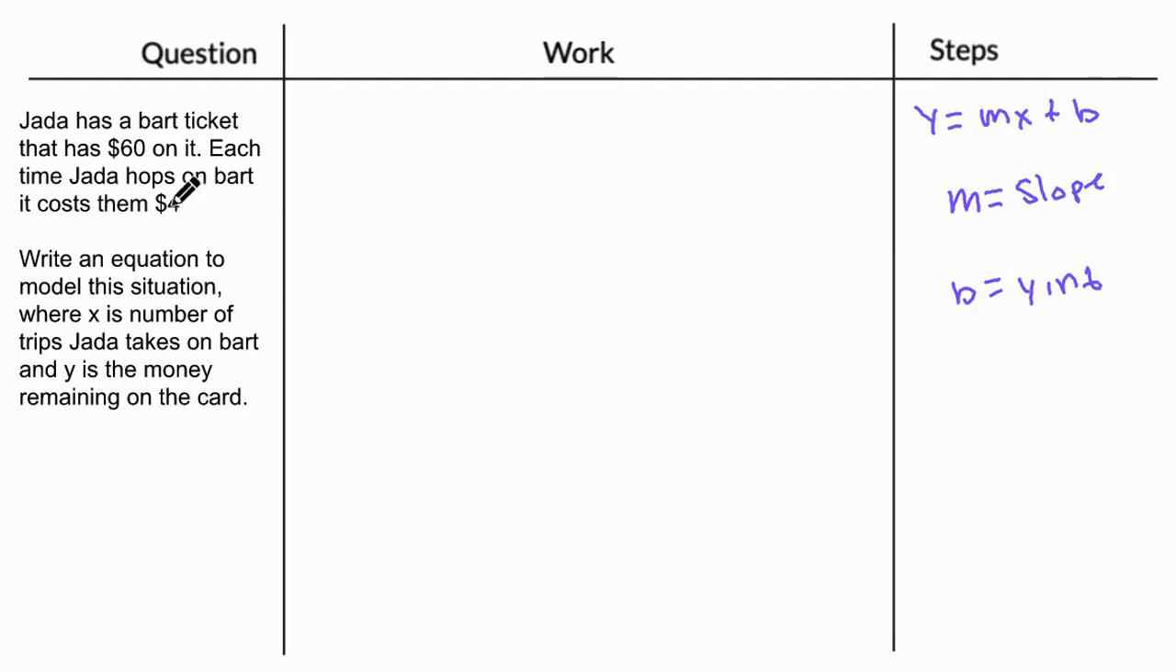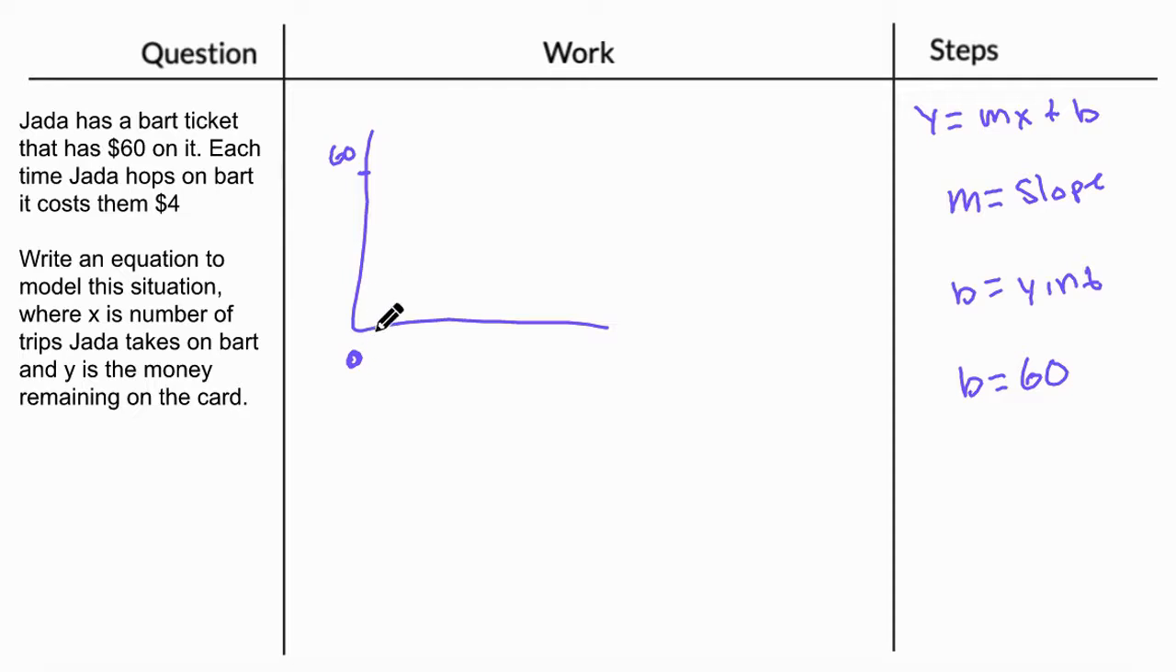Well, the first thing is that, remember, when we're talking about y, the money on the card, and the number of trips they took, we're starting off with Jada taking 0 trips. And if they took 0 trips, then that would mean that they had $60 on the card because they didn't have to spend any money. So already we have our y-intercept here, because we start off at 0 trips, Jada has $60 on it.